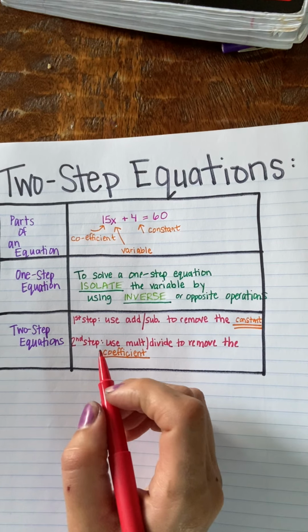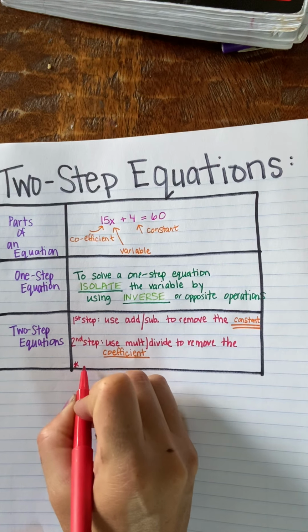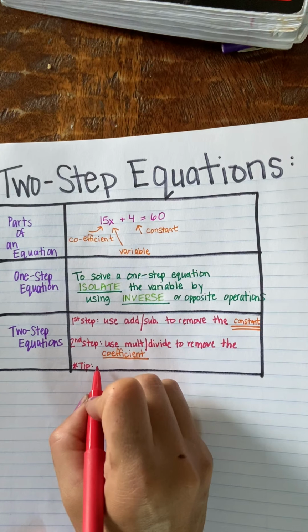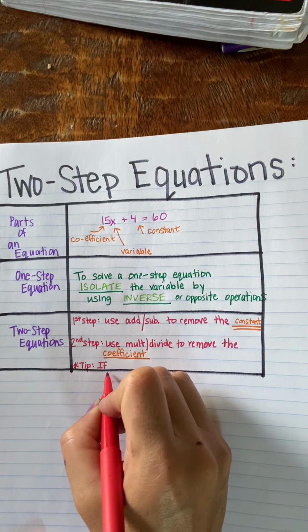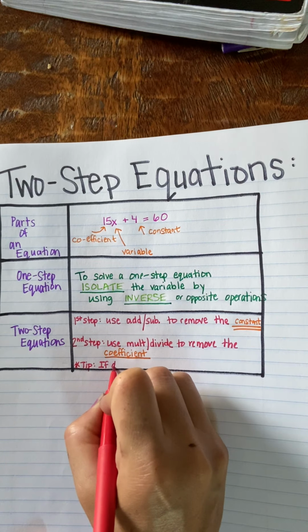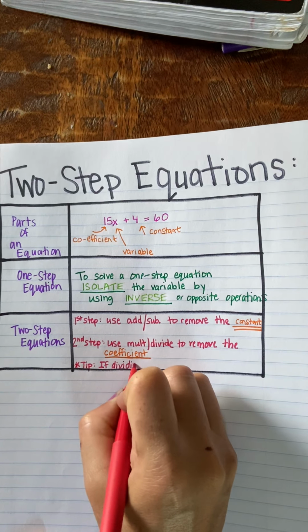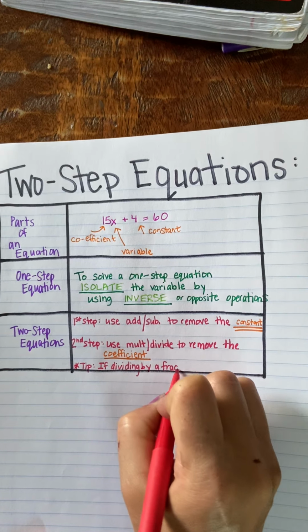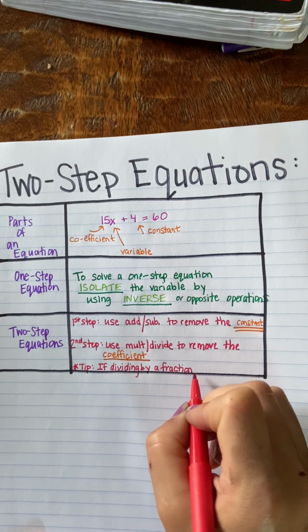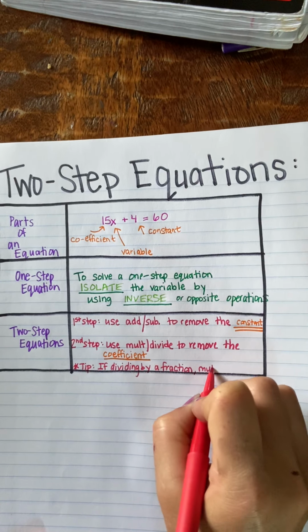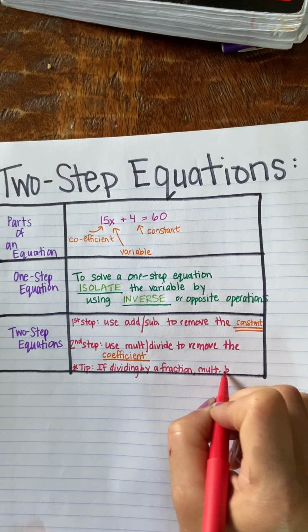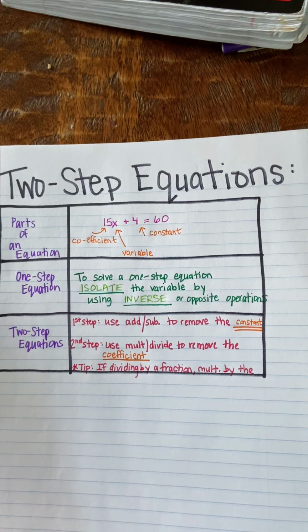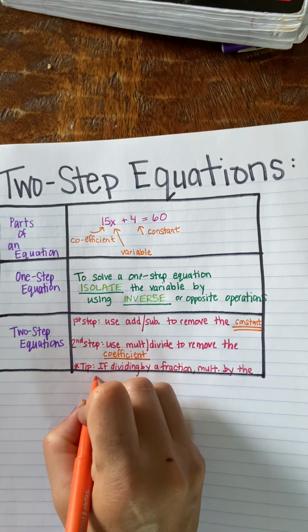So a tip, if I give you a problem that actually has a fraction in it, if you're dividing by a fraction, you are actually going to multiply by the reciprocal. Do you remember what a reciprocal is?